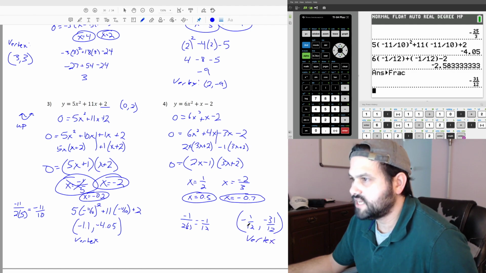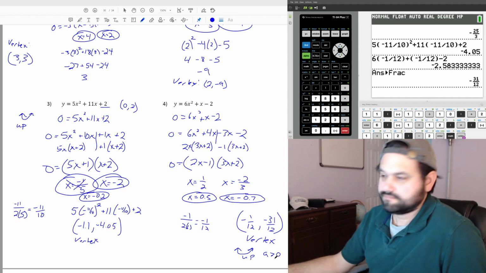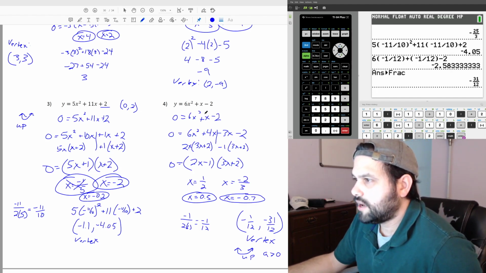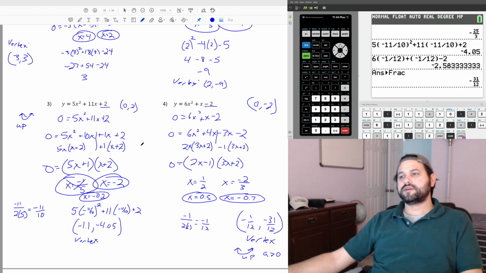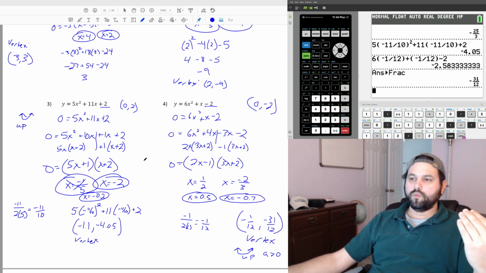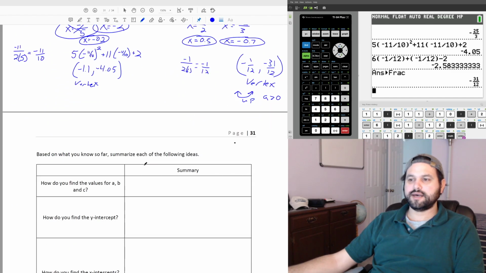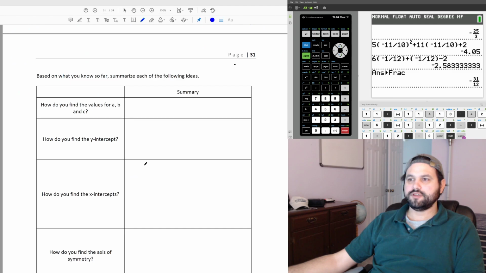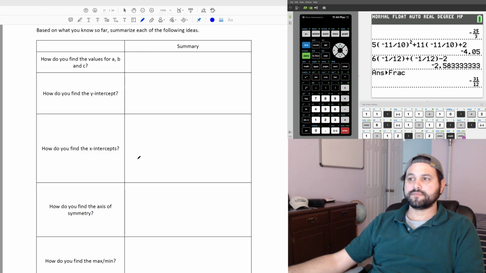And does this open up or down? This opens up because the a value is positive. And what's the y-intercept? 0, negative 2. So based on all that work, you can kind of see how we were figuring out all these different features. And so just to summarize that, how do we identify the values for A, B, and C?